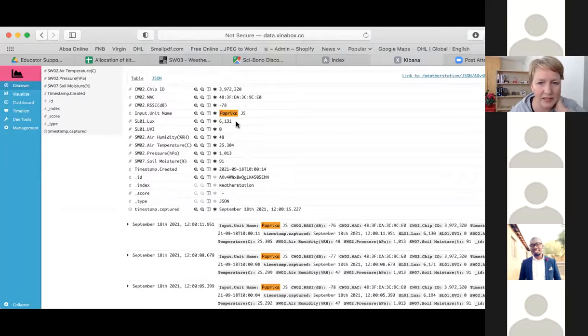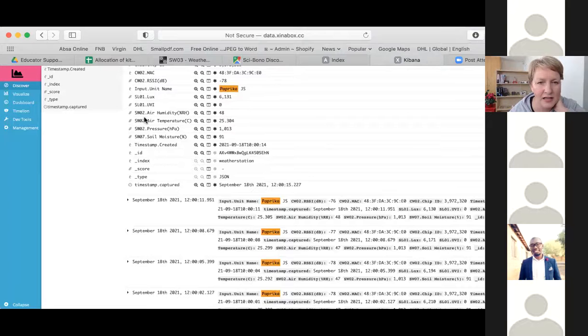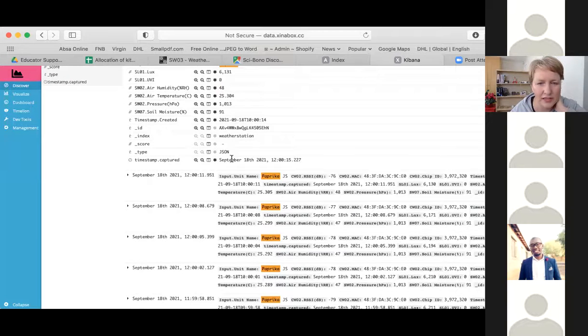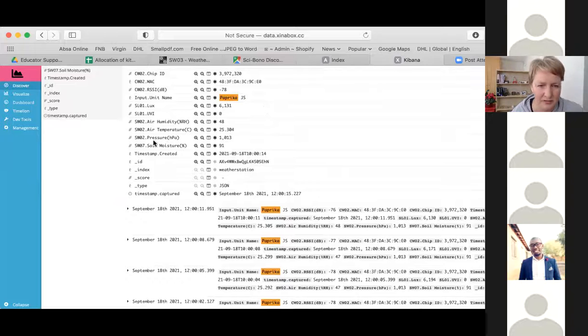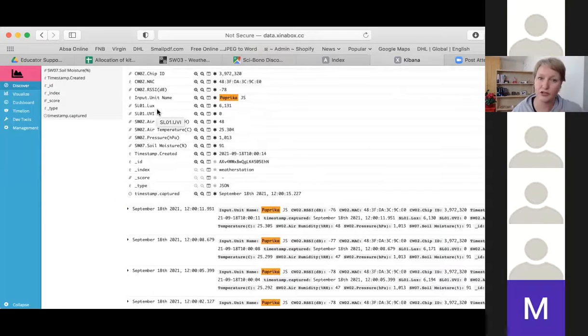I'm getting a lux reading there. I'm using the SW02 sensor on this one. So I'm getting a relative air humidity of 48. That's my air temperature. That is my atmospheric pressure. And that is my soil moisture at 91. Now it's very important that you note this, because when you start building your dashboard, you need to relate it back to exactly which sensor you have here.